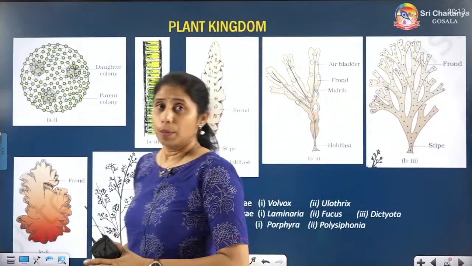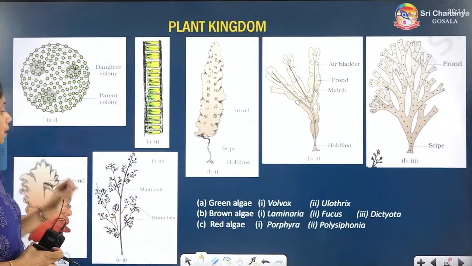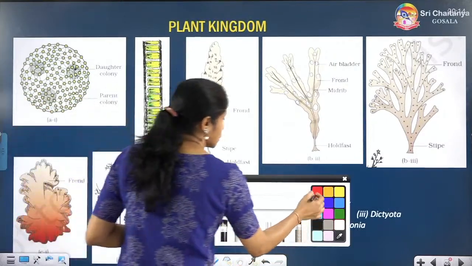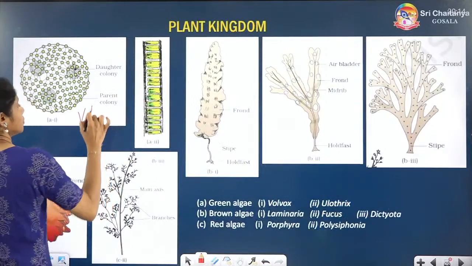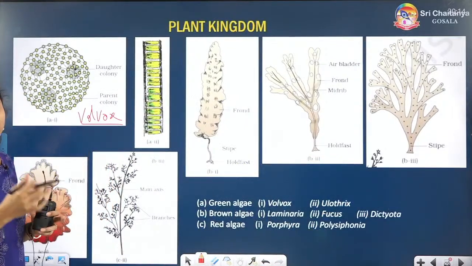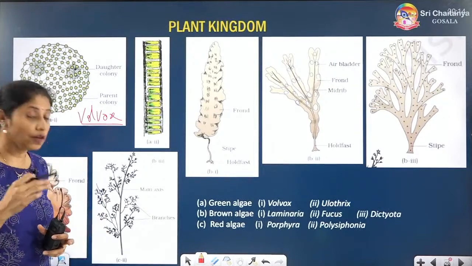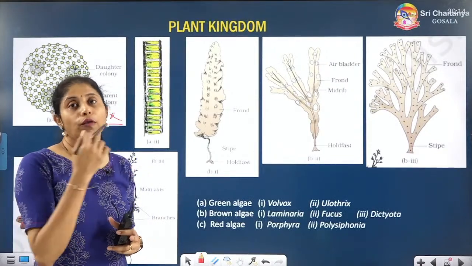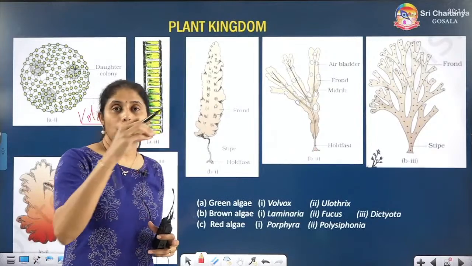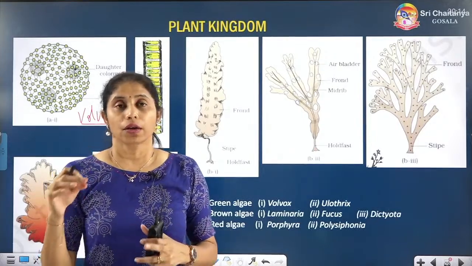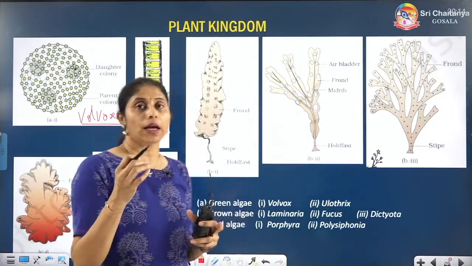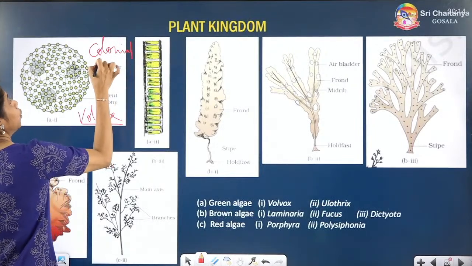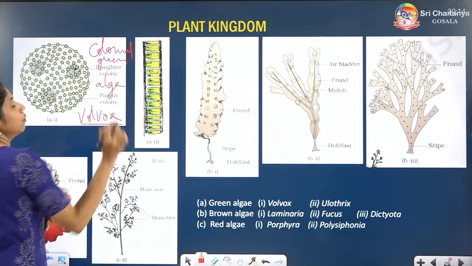Let us see some of the pictures given in the NCERT. See the first one, this is Volvox. This is actually a colonial alga. Colonial means which lives in colonies. See, people also live in colonies. In the same way, this Volvox lives in a colony. Like so many daughters will be there and parental colonies will be there. All of them will be together. That type of colonial green alga is the Volvox.